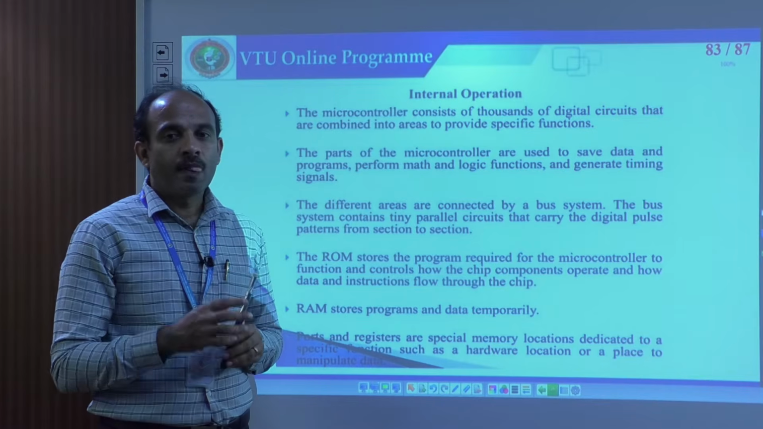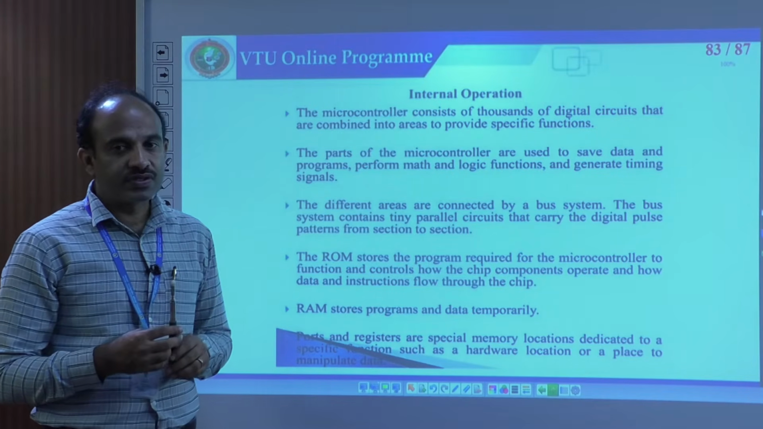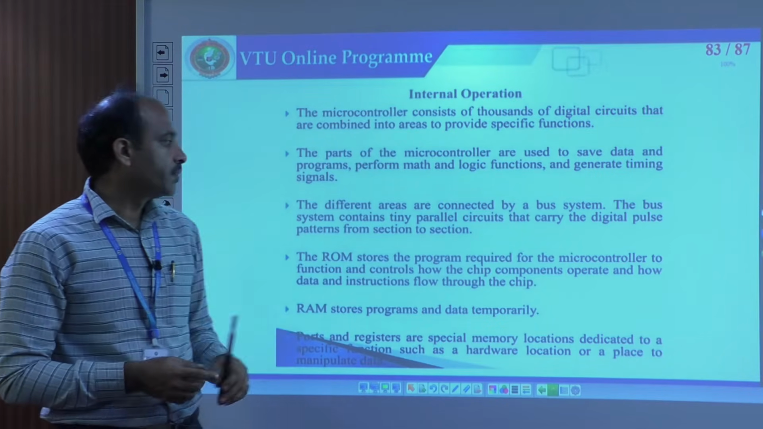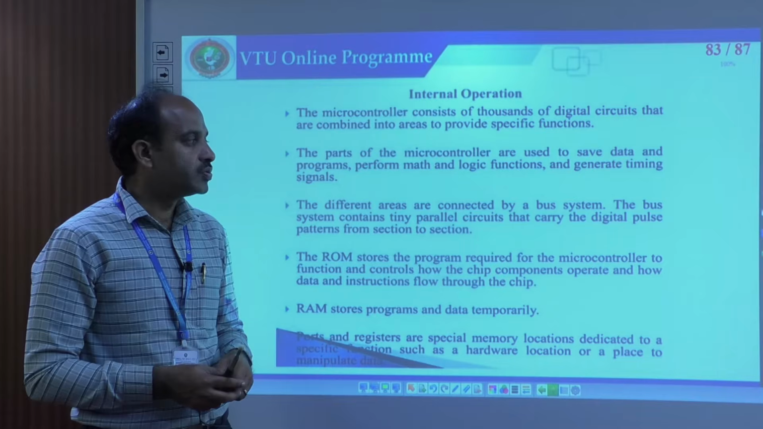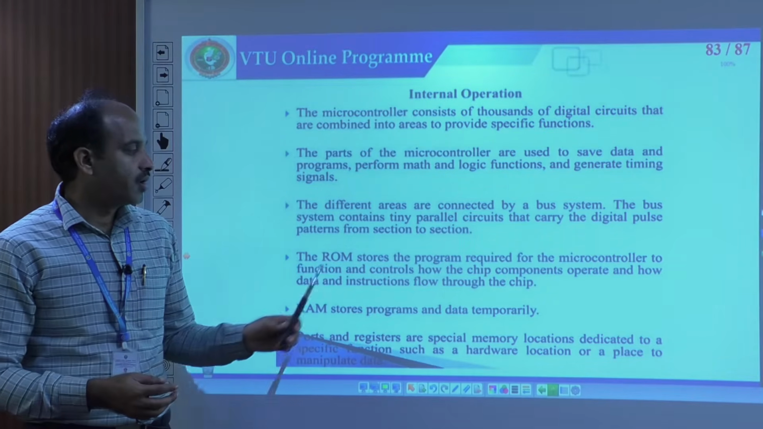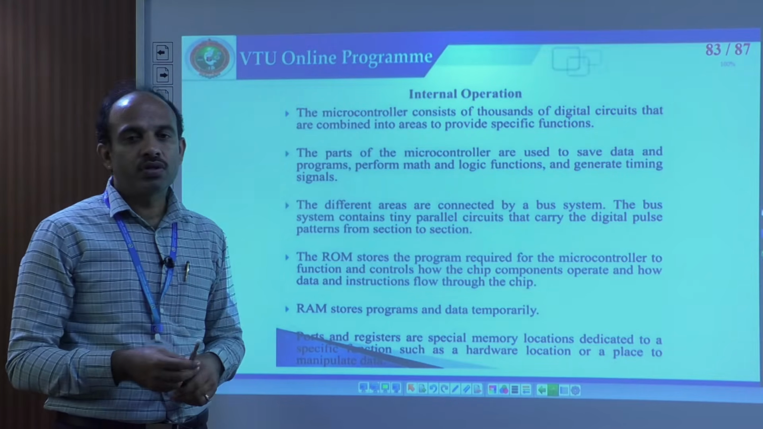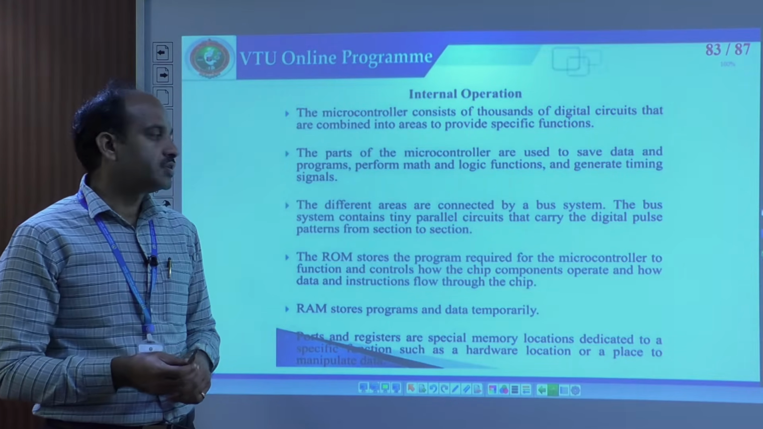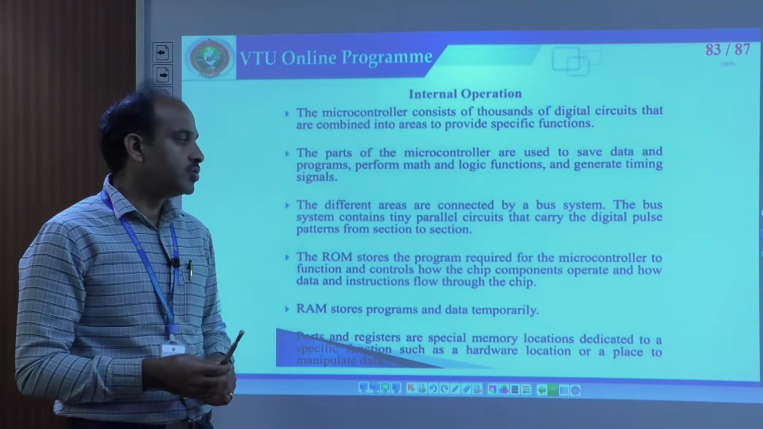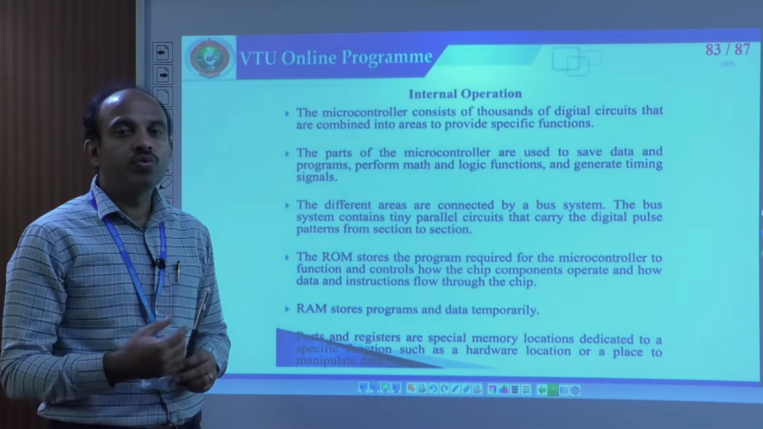All the different components are connected. We have seen how exactly the interconnection happens between the different components, and during that session we discussed the same point. All the different areas are connected by using this bus system. The bus system contains tiny parallel circuits that carry the digital pulse patterns from section to section. ROM will store the program or instructions required for the microcontroller to function, and it also controls how the chip components operate and how the data and instructions flow through the chip.